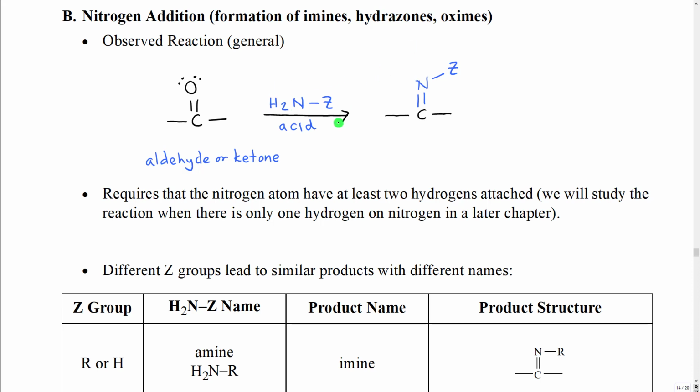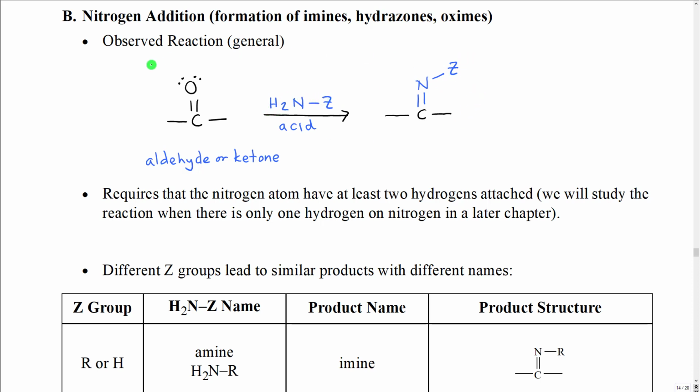So we use H2NZ. Again, we use our aqueous strong acid. What we observe in this case is very interesting. We get, instead of a C double bond O, we get a C double bond N. And the Z group is still attached, but the two hydrogens are gone.